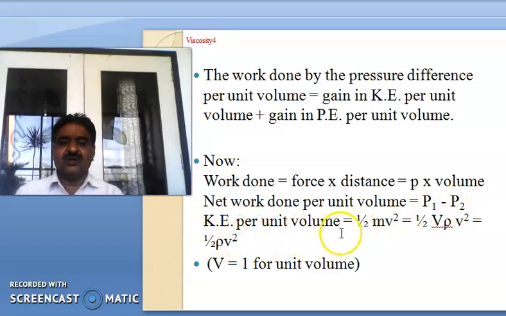Kinetic energy per unit volume is half m v square, which is half v rho v square. When v is equal to 1, that is, for unit volume, the kinetic energy is half rho v square. Here v on the right is velocity, and this other v is volume. So for unit volume, v is equal to 1, and the kinetic energy per unit volume is half rho v square. Here it is shown.